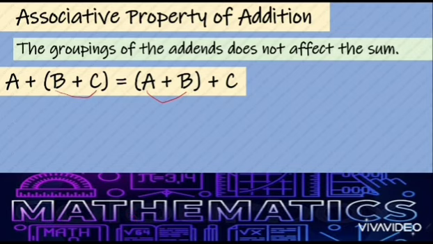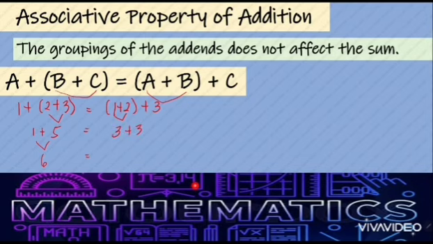So, let's check. 1 plus quantity 2 plus 3 is also equal to quantity 1 plus 2 plus 3. So, tingnan natin kung parehas pa rin yung sum nila. 2 plus 3 is equal to 5. So, plus 1. 1 plus 5 is equal to 6. Kabila, 1 plus 2 is equal to 3, plus 3, that is also equal to 6. So, parehas pa rin yung kanilang sum.